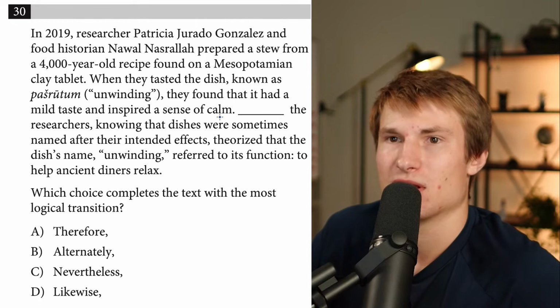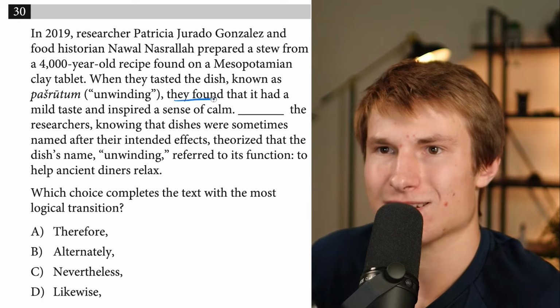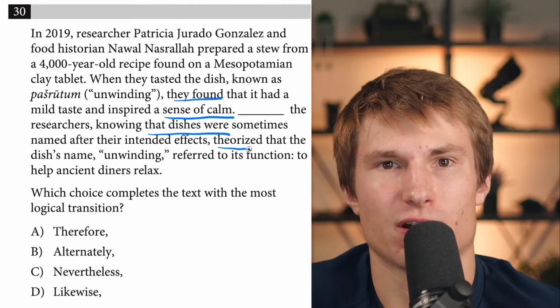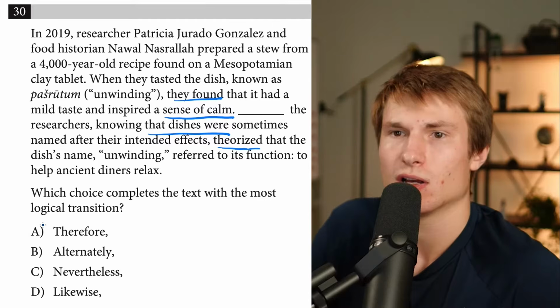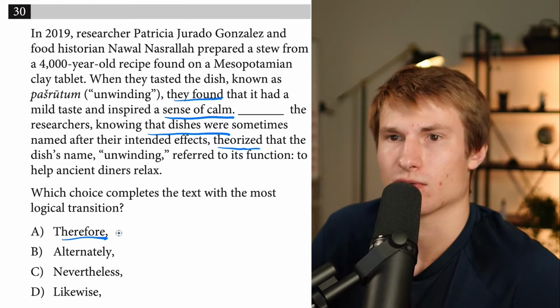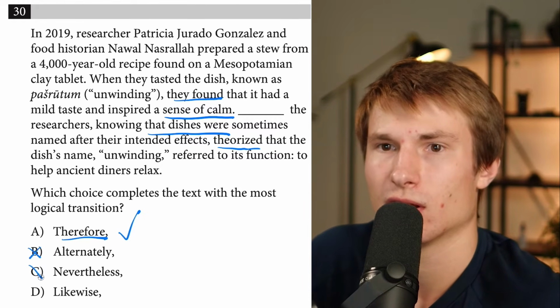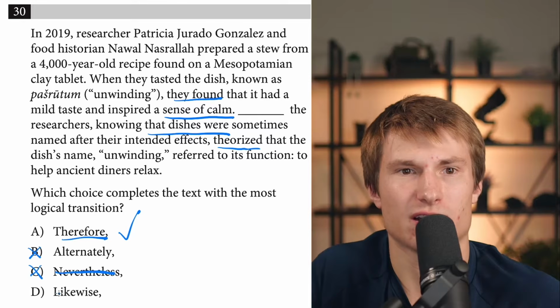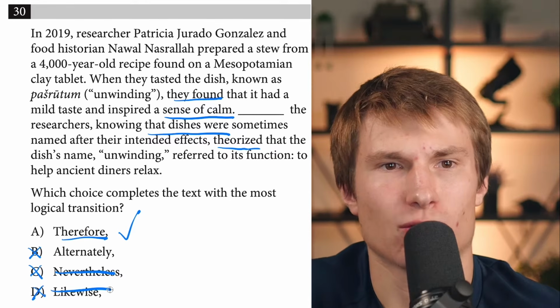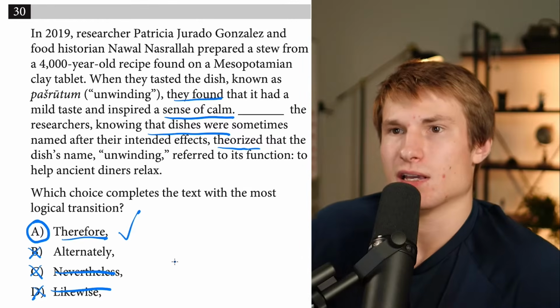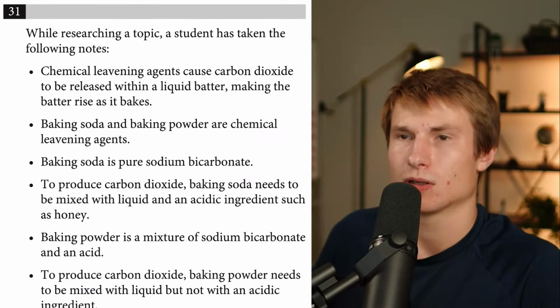All right, so this would be as a consequence, I believe, right? If we see that they found it had a mild taste, inspired a sense of calm, okay, and then they knew this, therefore they theorized something else. So this is as a result. Okay, so we have option A, therefore, or in other words, as a result. So that makes perfect sense. We have B, alternately. This isn't an alternative. It's not in spite of anything, so we can get rid of nevertheless. Okay, and it's not similar to what came before it or anything, so we can get rid of likewise. Our answer would have to be A to indicate that it is a consequential relationship.